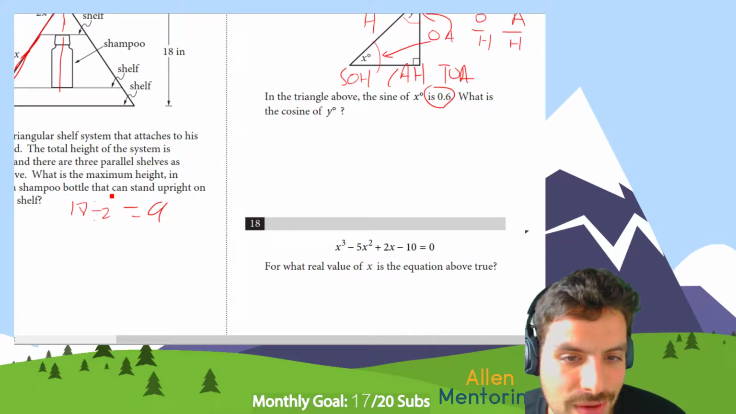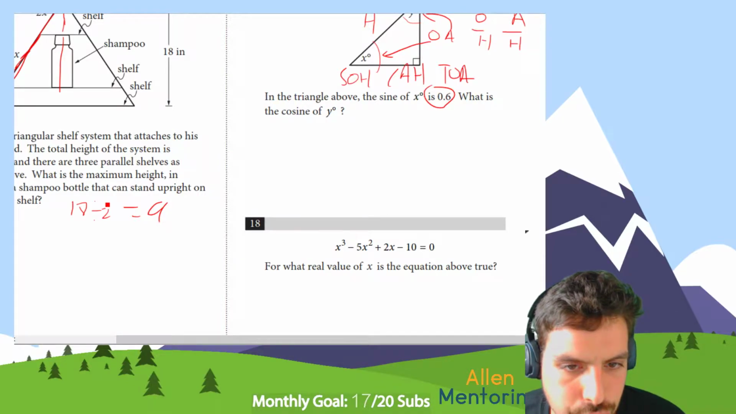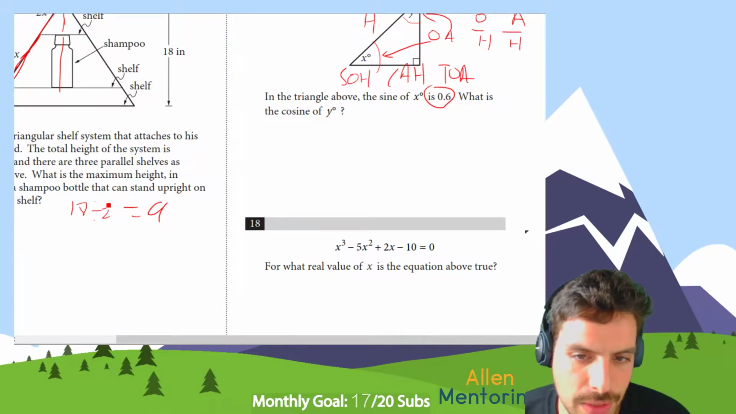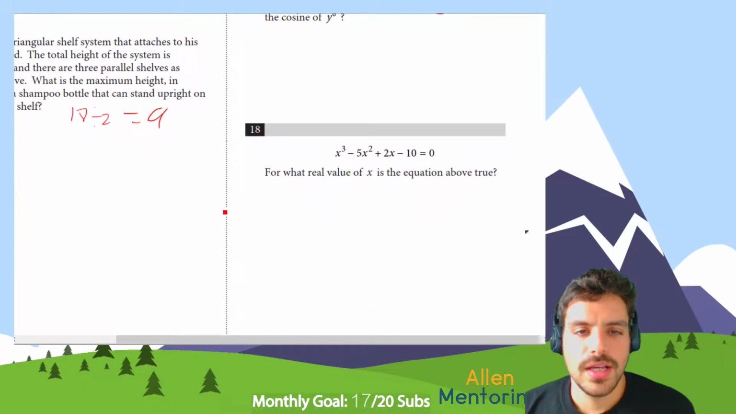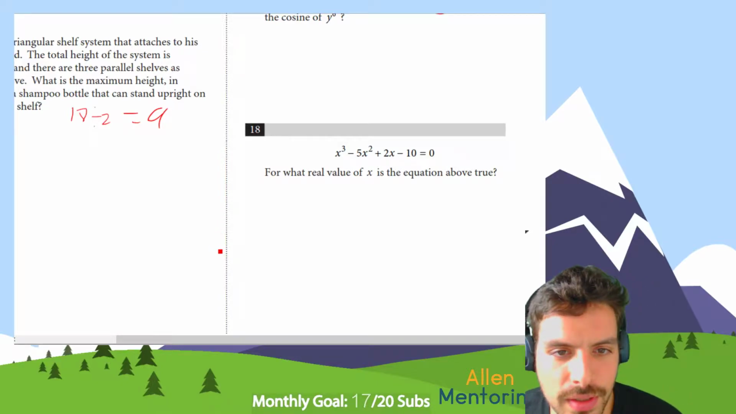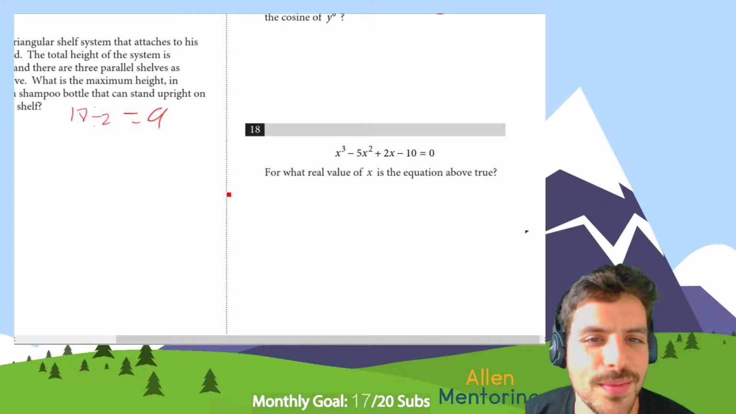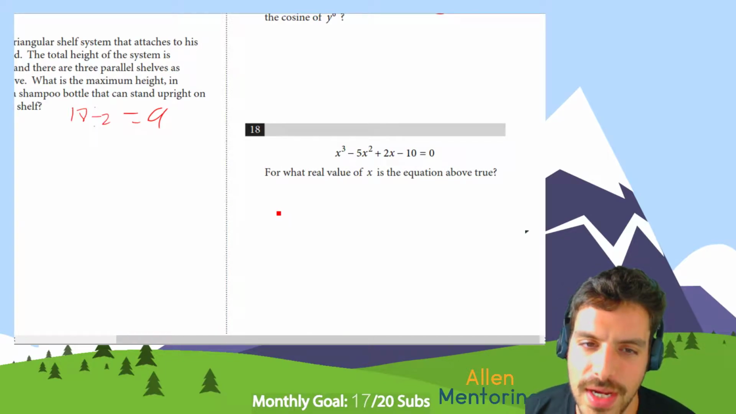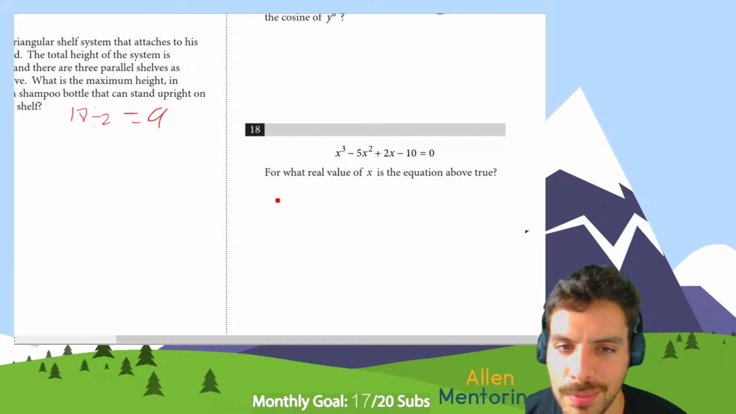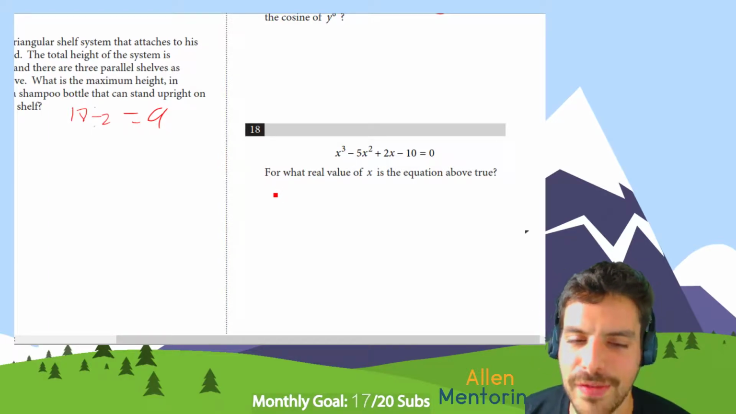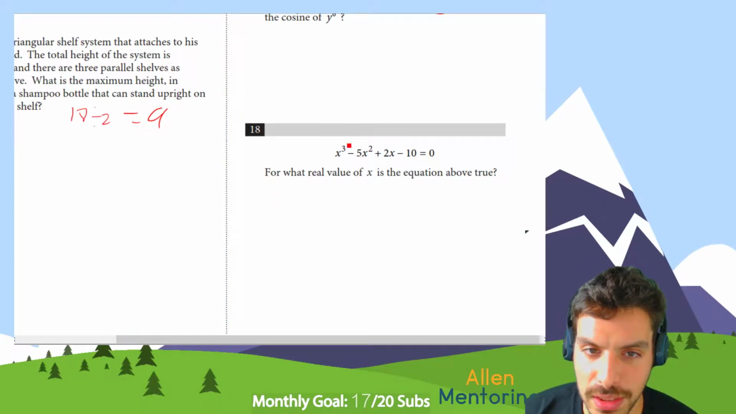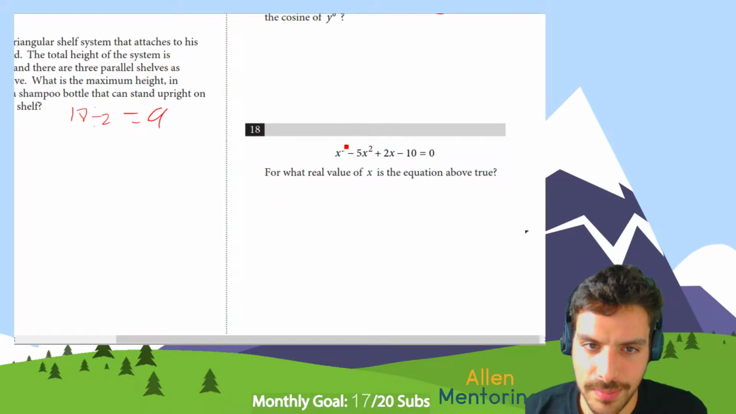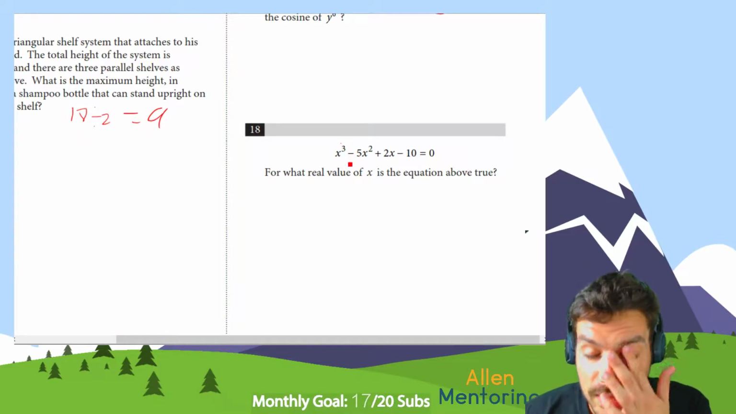Okay, for what real value of x is the equation above true? Ooh, this is a good one. So you kind of have to factor this. A guess and check will be pretty hard for this. And regular factoring methods probably will not work. When I say regular factoring methods, I mean something like FOIL, something like quadratic equations, because this is actually a cubic function. I just missed that completely. So we have to find something new.